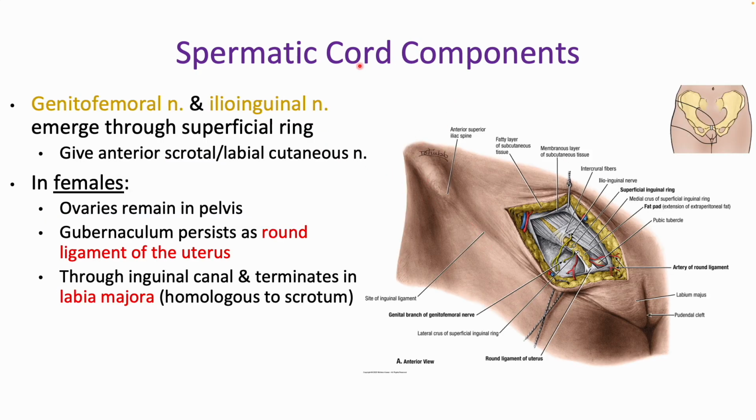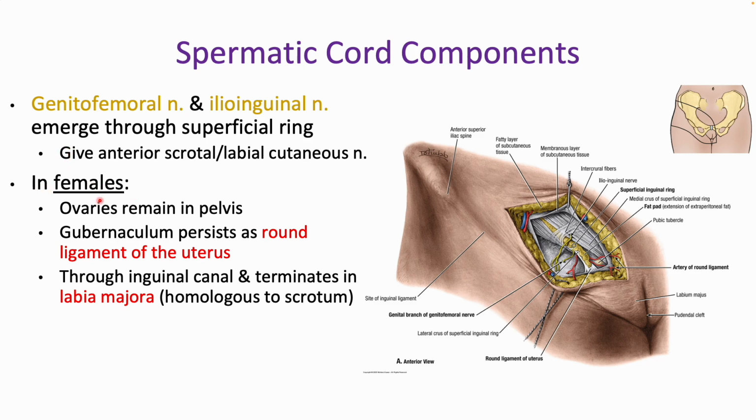And so further looking at the spermatic cord components, we're going to say our genitofemoral nerve and our ilioinguinal nerve. So those can be seen really tiny right here. We have our genital branch, or our genitofemoral right there, and we have our ilioinguinal right here. And so these are going to emerge through the superficial ring. So we saw that those run through the inguinal canal. They're going to emerge through the superficial ring, and they're going to give anterior scrotal or labial cutaneous innervation, and that's going to be in the male or female.